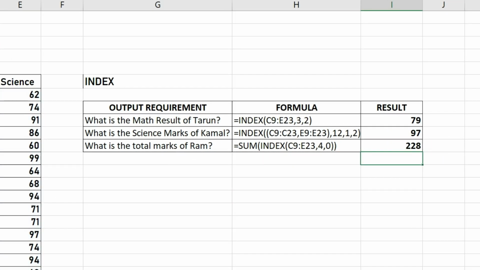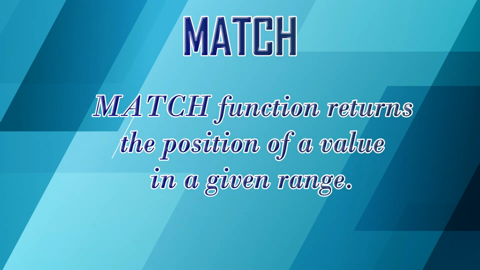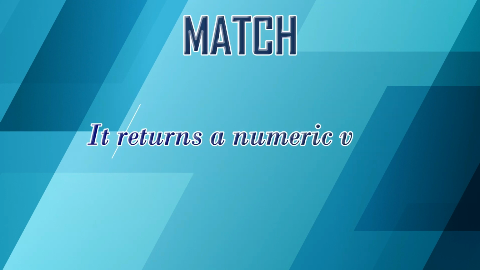Now, if you watch the formula carefully, we have hard-coded the row number and column number in the INDEX function. But it is not possible to know the exact row or column number in a large database. Here comes the usage of the MATCH function. The MATCH function returns the position of a value in a given range. It returns a numeric value.